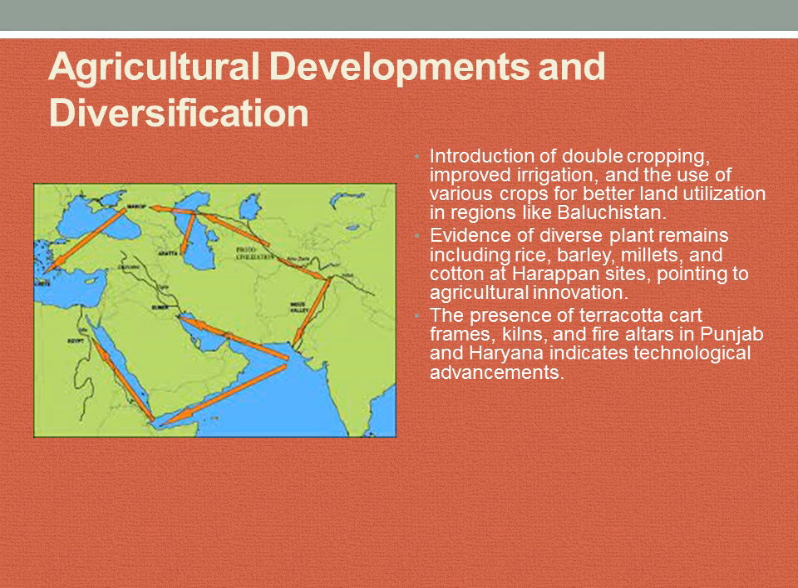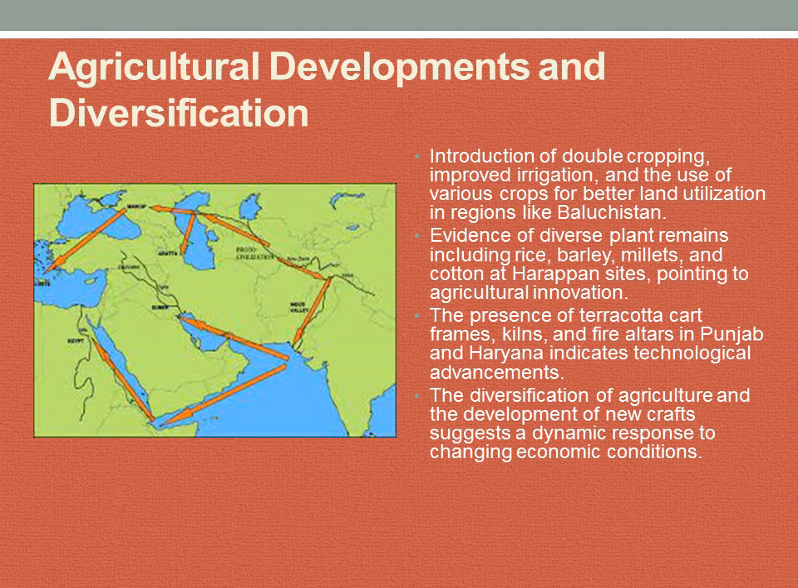The presence of terracotta cart frames, kilns and fire altars in Punjab and Haryana indicates that there was technological advancement during the late Harappan phase. So it's not that everything declined, there was advancement in agricultural technologies. The diversification of agriculture and development of new crafts suggest a dynamic response to changing economic conditions.